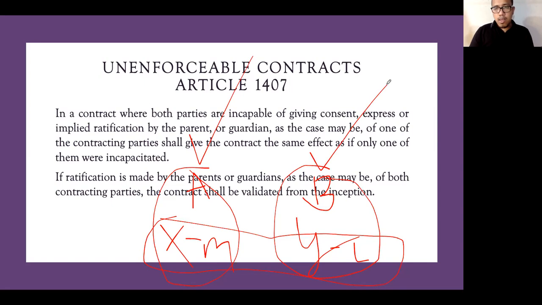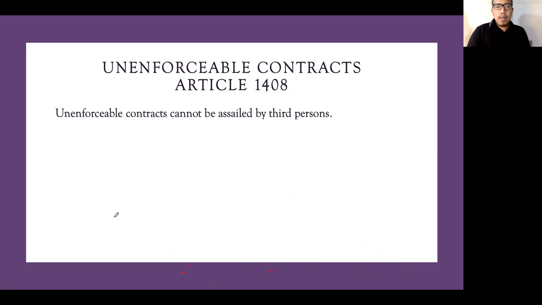At ano yung effect ng ratification? It will retroact. Babalik ka ngayon dun sa unang, as if dun sa simula pa lang, nung nag-uusap pa lang si X at si Y, wala nang problema yung kontrata. Retroactive effect of ratification. Yun tinutukoy ng Article 1407, paragraphs 1 and 2. Article 1408: unenforceable contracts cannot be assumed by third persons. Siyempre, hindi naman sila apektado dito. Yun yung point ng 1408. Problema mo, di ka kasali dito.